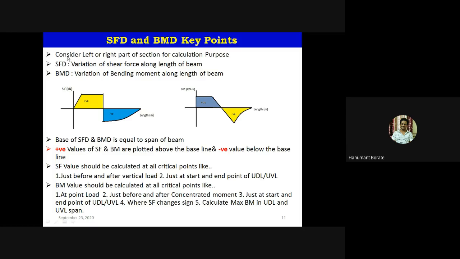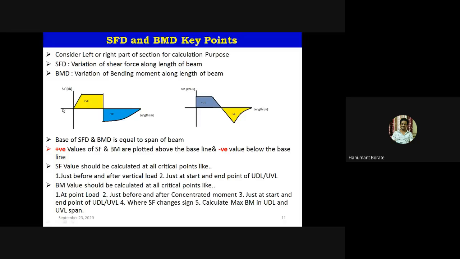So first, consider left or right part of a section for calculation purpose. Generally, we consider left part to avoid the confusion about the sign convention. Then next, SFD. SFD means variation of shear force along the length of beam, and BMD means variation of bending moment along the length of beam. So here I have shown the SF diagram and a bending moment diagram.